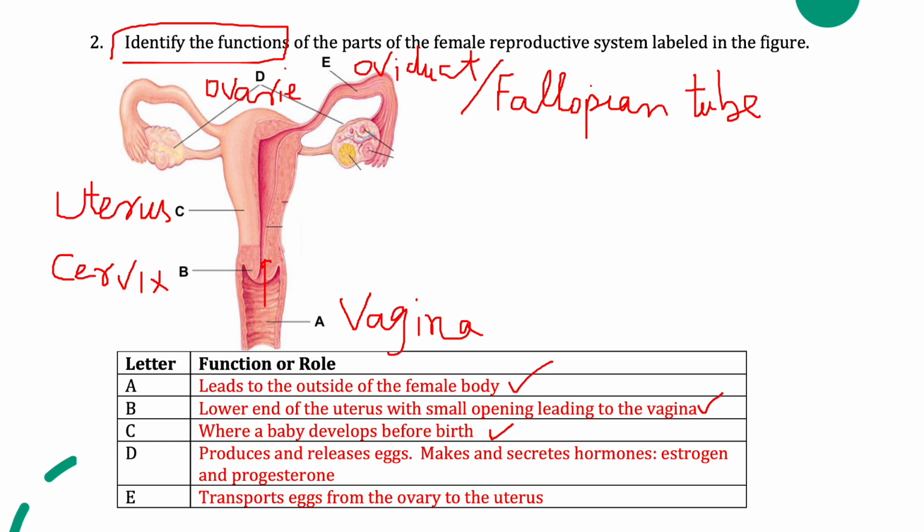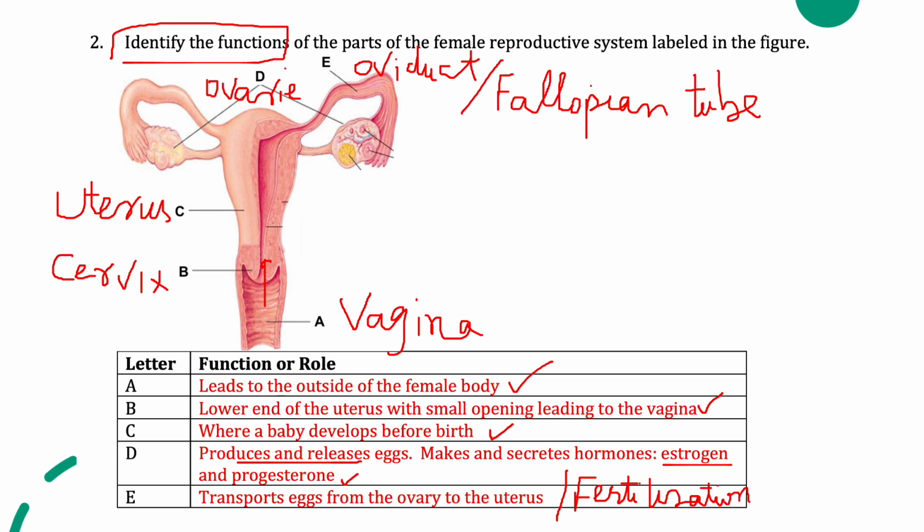D, ovaries, so they produce and release the egg, and also make hormones called estrogen and progesterone. Then E is the fallopian tube, which transports eggs from the ovary to the uterus, and is the site of fertilization. Please don't forget, these are the site of fertilization, or you can say fertilization takes place over here.